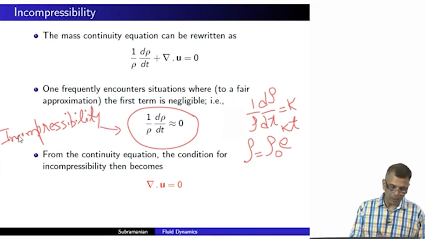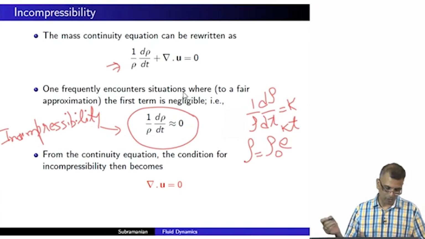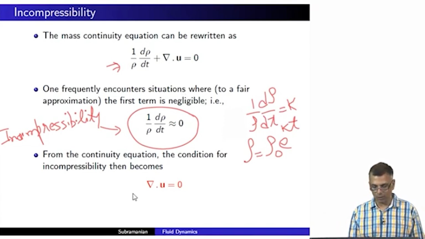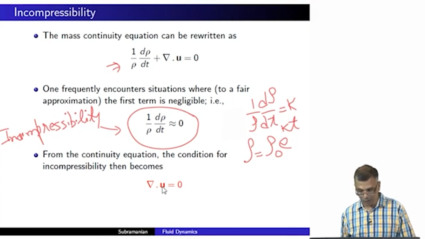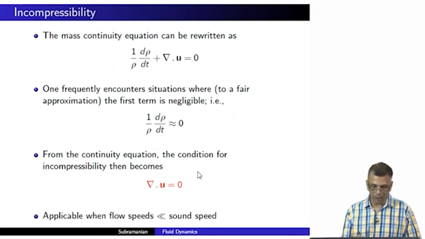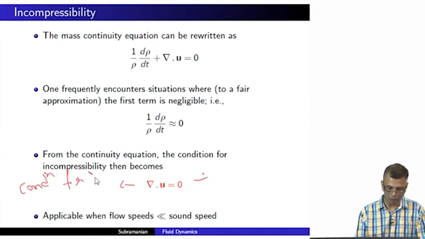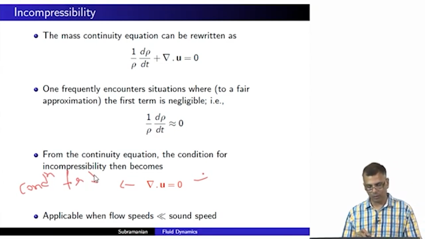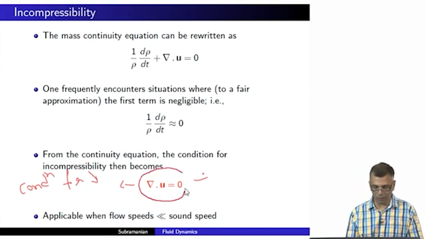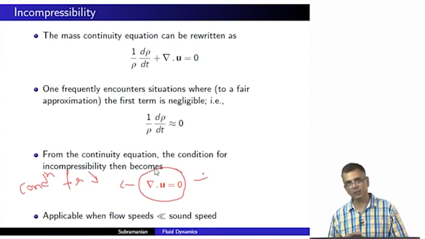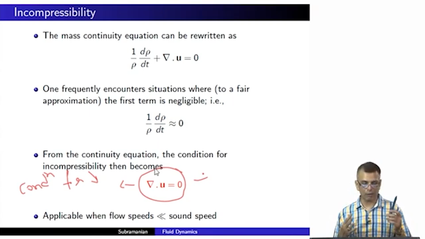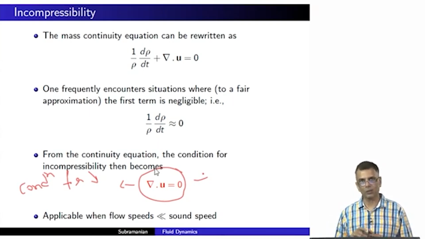Okay. If that is so, if this term is 0, then it automatically follows that the mass continuity tells you that the divergence of u is 0. Many times this is simply taken to be the condition for incompressibility. Okay, so this divergence of u is 0. If the flow field is such that its divergence is 0, you immediately conclude that the flow is incompressible for this reason that we just discussed.